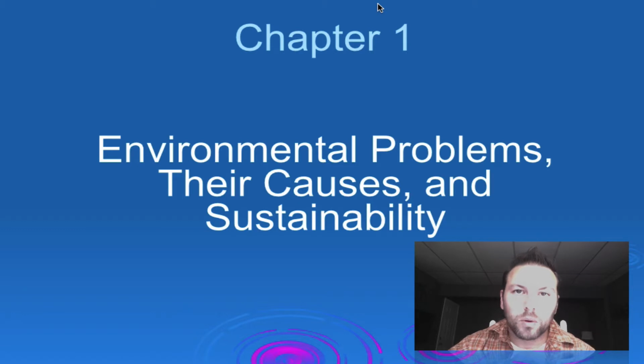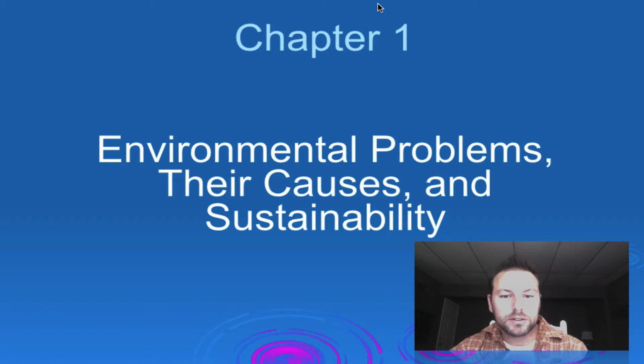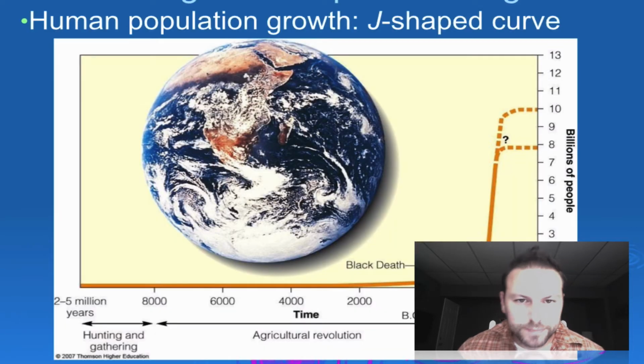And today we're going to delve into environmental science, looking at Chapter 1. This is all based off our Miller textbook that you'll probably become pretty familiar with within a very short period of time, and definitely by the end of the year. Chapter 1 deals with environmental problems, causes, and sustainability issues, a brief little overview of environmental science.